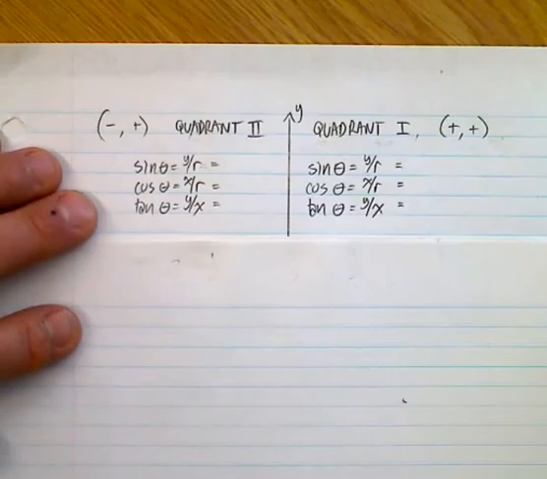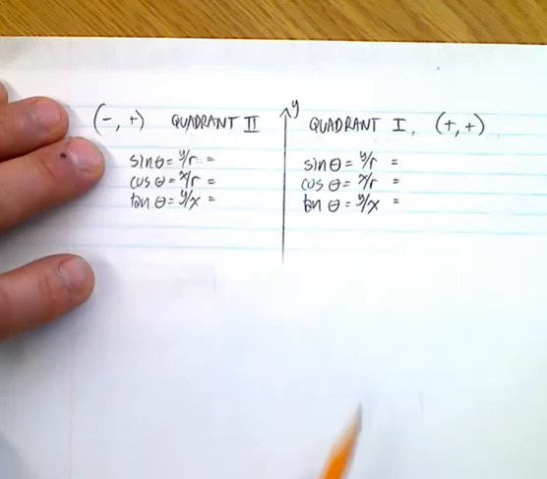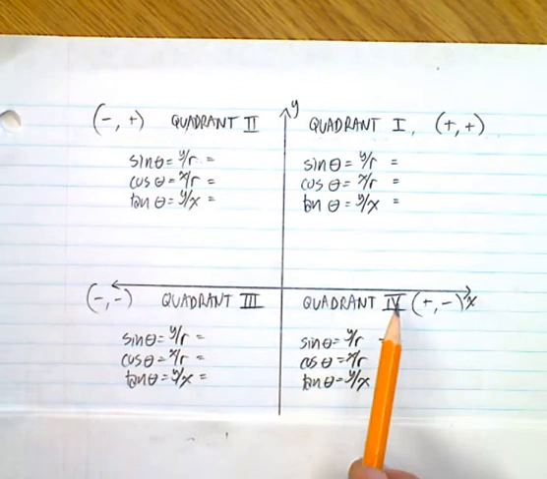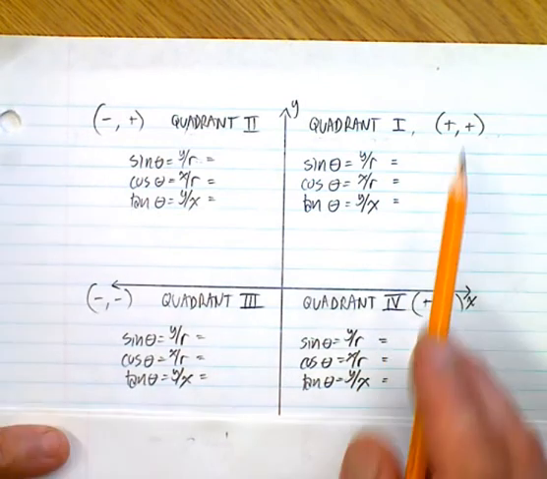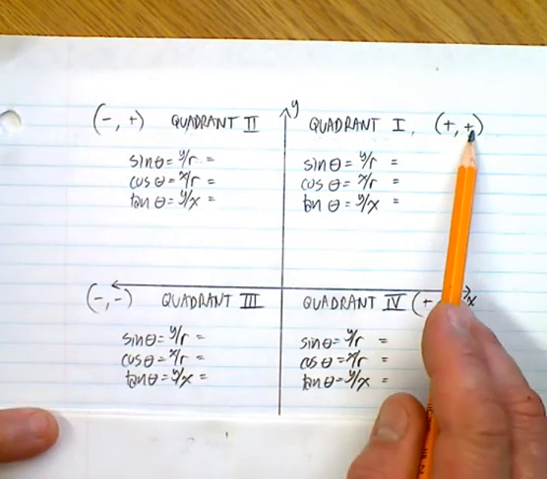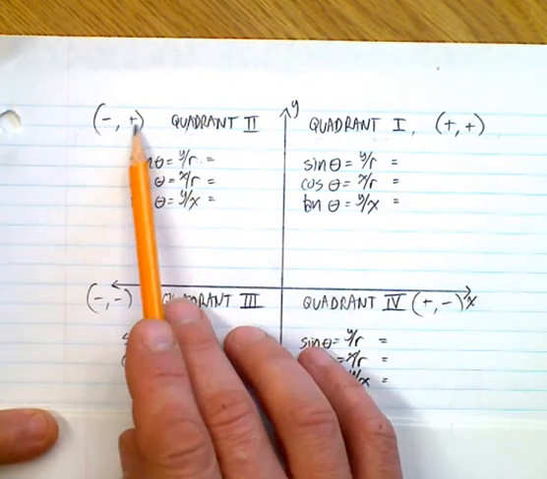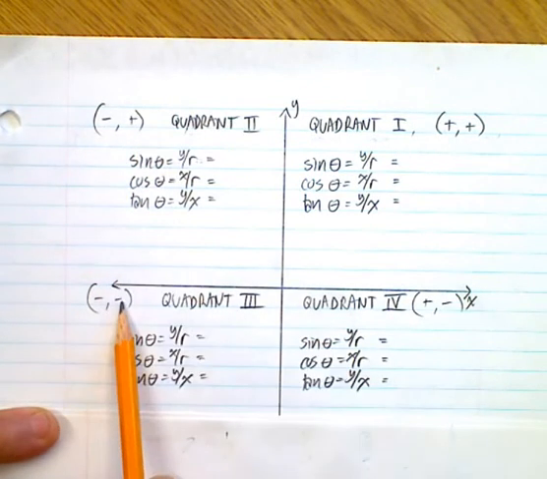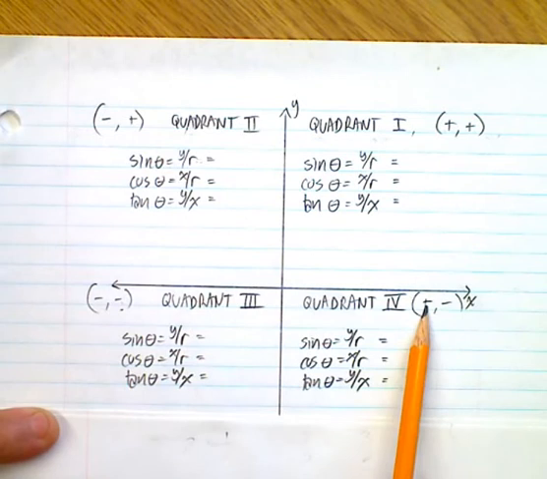All right, so here we are. If you're given this situation here in quadrant 1, quadrant 2, quadrant 3, and quadrant 4, remember, this is the plus plus, so your x is positive, your y is positive; your x is negative, your y is positive; your x and y are both negative; your x is positive, your y is negative.